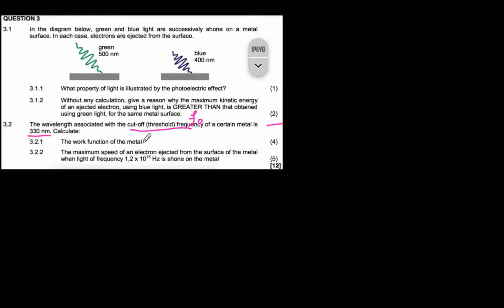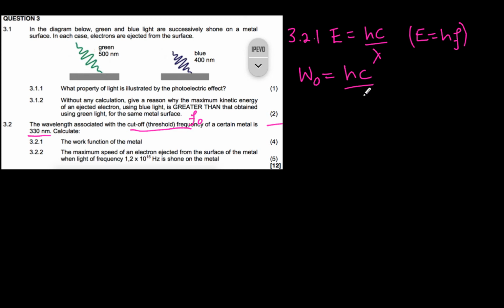The work function of the metal, we should calculate the work function of the metal, right? So to calculate the work function of the metal, energy is equal to hc over lambda, because we are given the wavelength here. We're not going to use E equals hf, because that one would need the frequency. The work function is indicated by W naught, which is equal to hc over lambda, the cutoff wavelength.